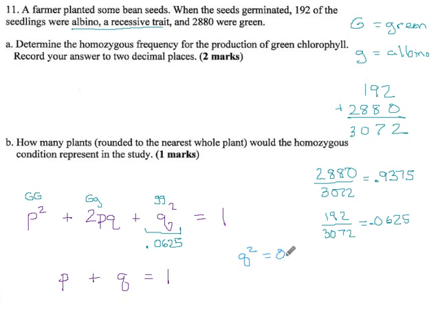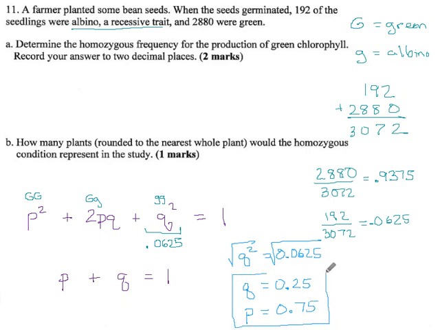Q squared is 0.0625. If we square root both sides of this, it'll unsquare the Q and give us, I think that square root's just 0.25. Yep. Q is 0.25. P and Q have to add up to 1, so P would be 1 minus 0.25, which is 0.75. You can add those together if you like and confirm that they do indeed add up to 1.